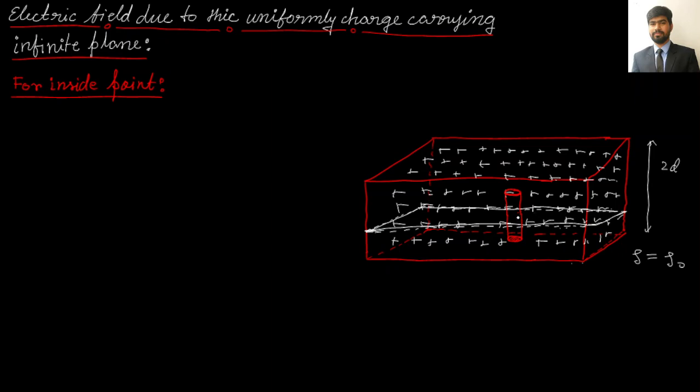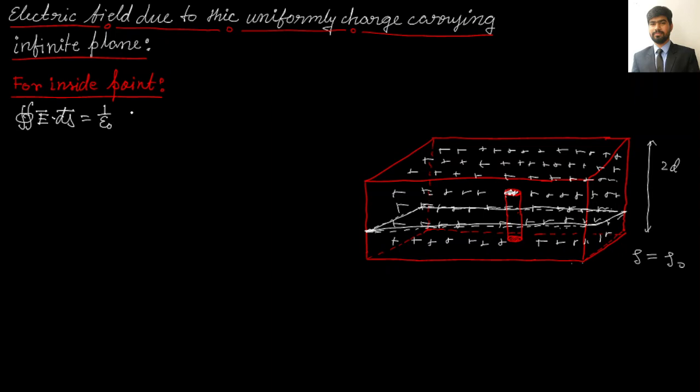plane, so because of that, in this case also, inside this Gaussian surface, I mean inside this thick charge carrying plane, electric field will be either upward or downward. So because of that, the flux through the curved surface of this Gaussian surface will be zero. So only flux will pass through this top surface and bottom surface. And then because of symmetry, we can say that the electric field on this surface and this surface will be same.